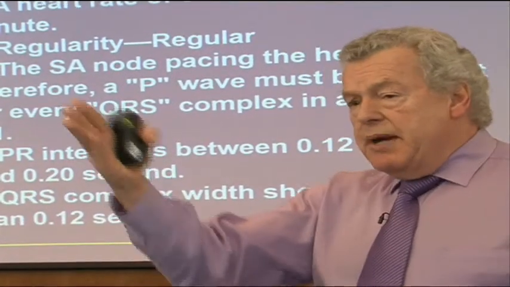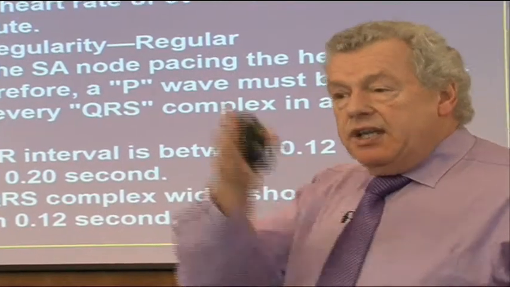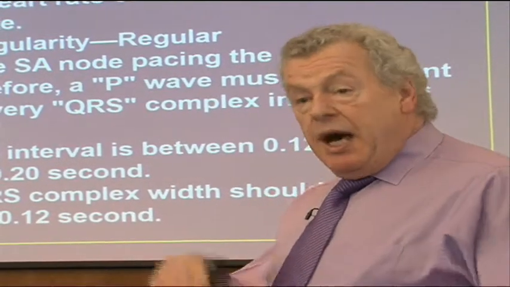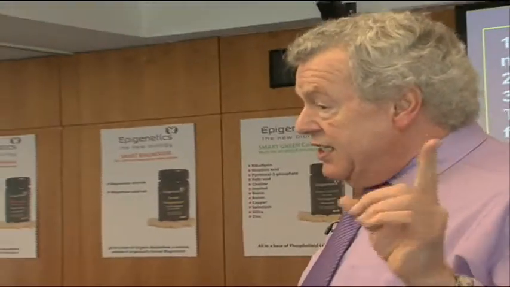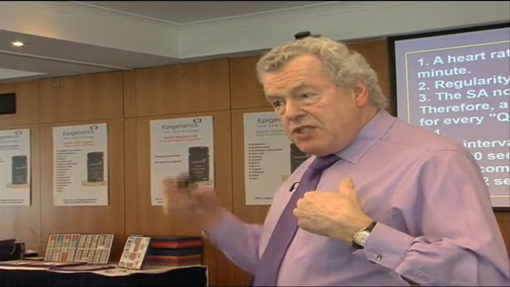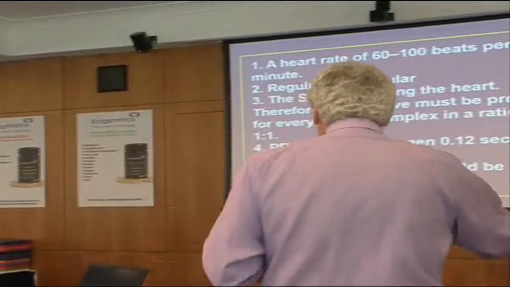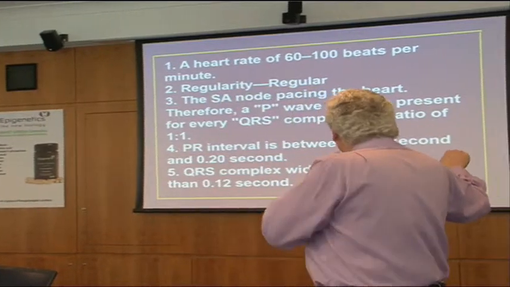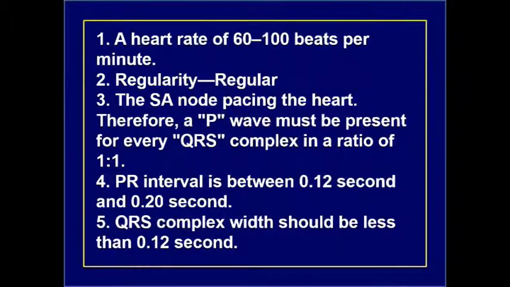Regularity, as we saw with our patient, is the heart regular? Yes. Okay? But her heart was regular, but she still showed an aberration on the SA node. And that's important, isn't it? Because we've got to get rid of that, because something's interfering with that. The SA node is the pacemaker, or pacing the heart, therefore the P wave must be present for every QRS complex in a ratio of 1 to 1.